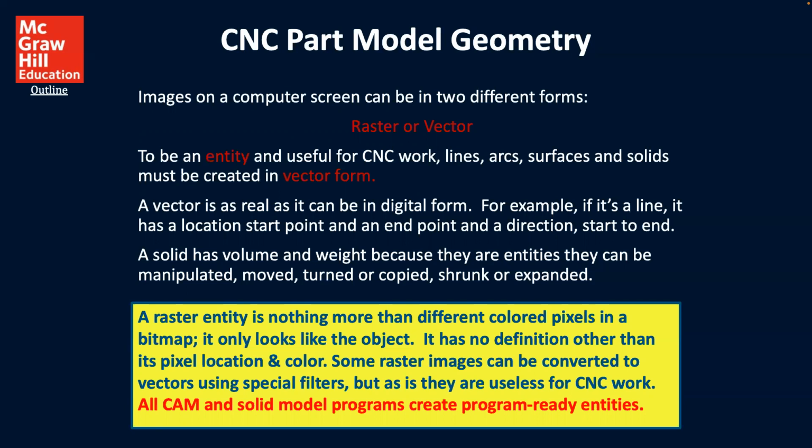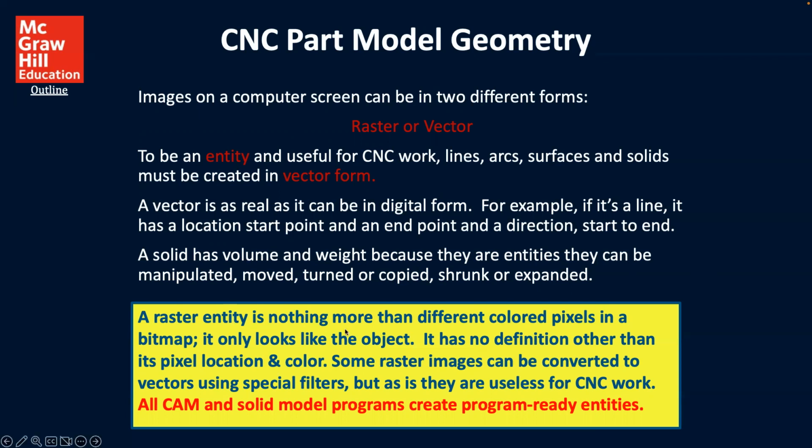A vector is as real as it can be in a digital form. For example, if it's a line, it has a location, a starting point and an end point, and a direction, start to end. A solid has volume and weight, because they are entities that can be manipulated, moved, turned, copied, shrunk, or expanded. So think about that a little bit more.